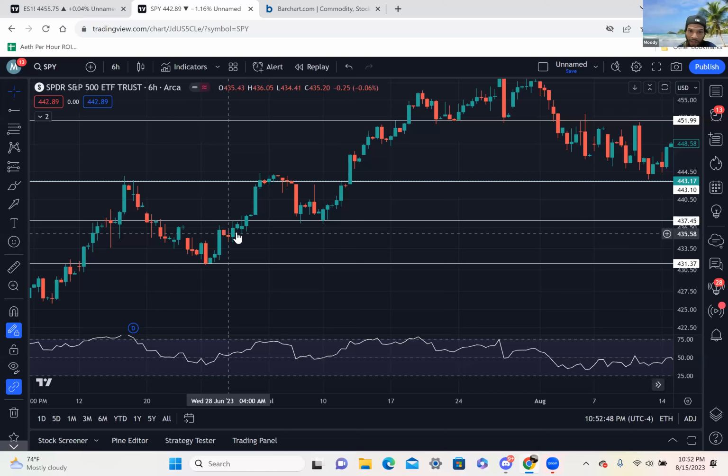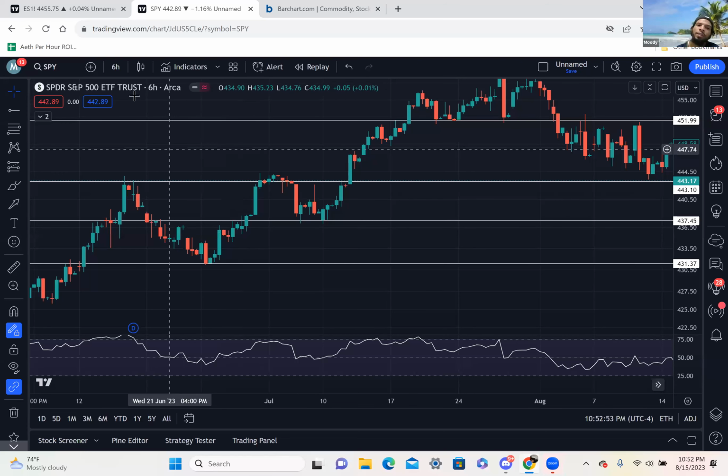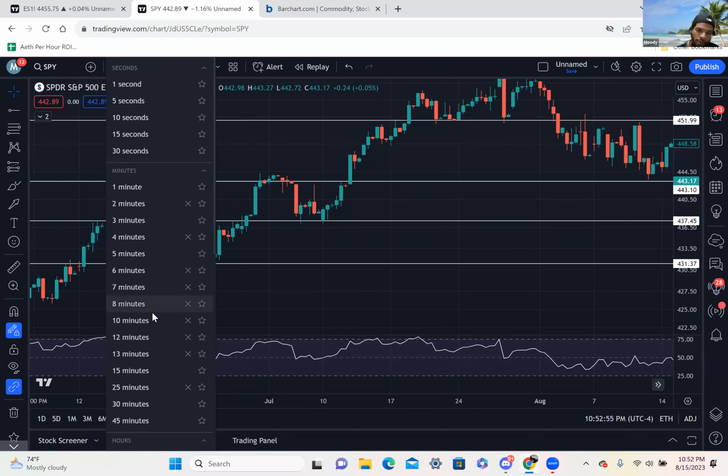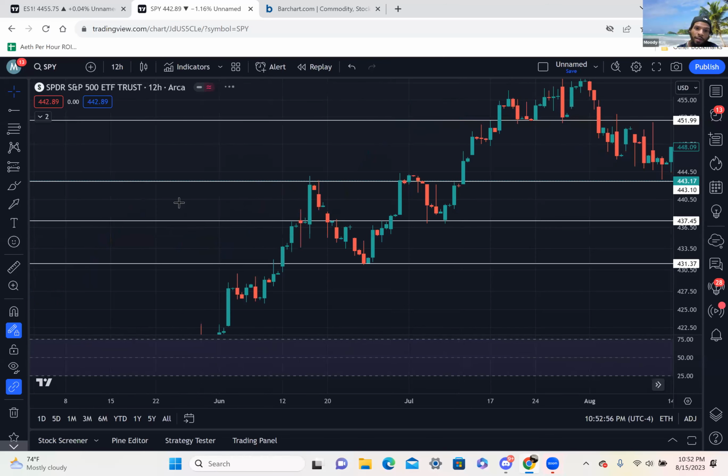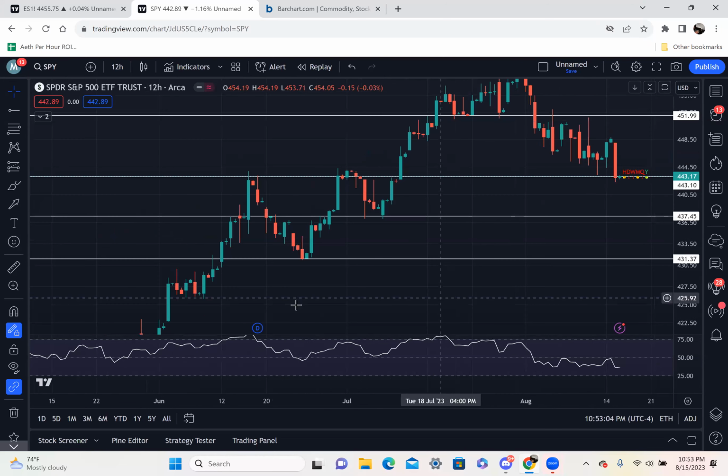This one completed the structure, consolidated for a little bit, then took it all out. Literally one candlestick took it all out. It's just that time frames are subjective, right? If I go to the hour, you're gonna see one candlestick took all that out. Man, that cleans it up for me.